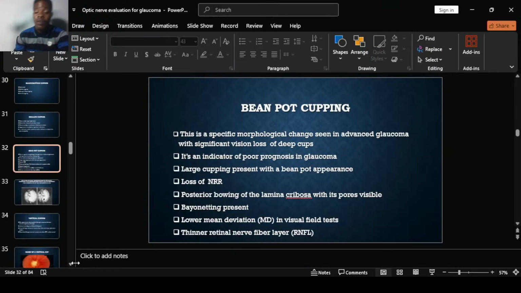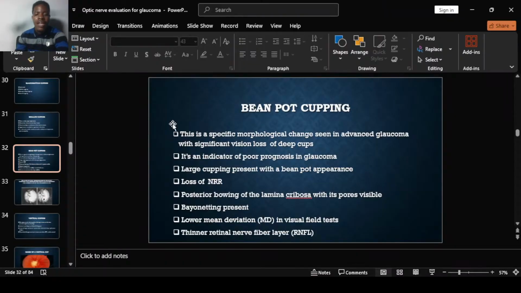While for the beanpot cupping, what we see is a specific morphological change seen in advanced glaucoma with significant vision loss of the deep cups. So it is an indicator of poor prognosis in glaucoma. We usually see it in advanced cases, where the prognosis is poor. For a patient who wants to go for surgery, it is an important prognosis to look out for. And again, large cupping presents with a beanpot appearance, so the cup appears as if it wants to bulge out. That's what we call a beanpot appearance.